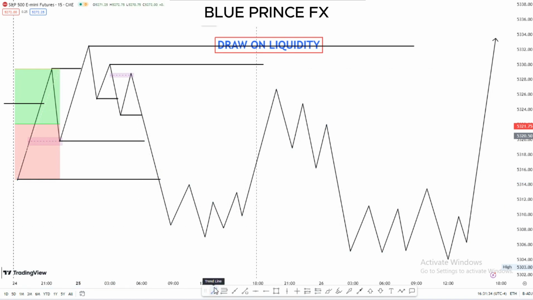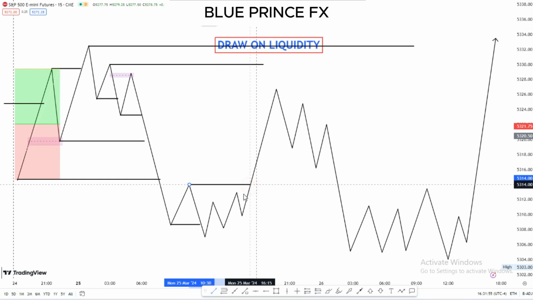So you wait for what? You wait for a market structure shift. Instead of a market structure shift, we have this low. We have the market making a high. When the market makes this low, this low becomes liquidity. So the market comes and clears out this liquidity before attacking the buy side liquidity. So when it clears out this liquidity, this becomes your target. This becomes your draw on liquidity.